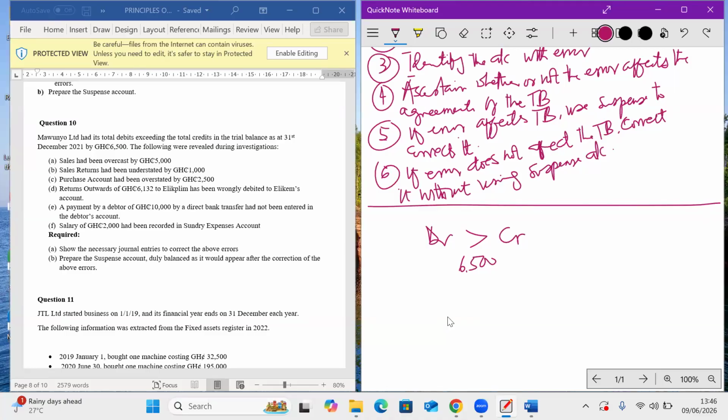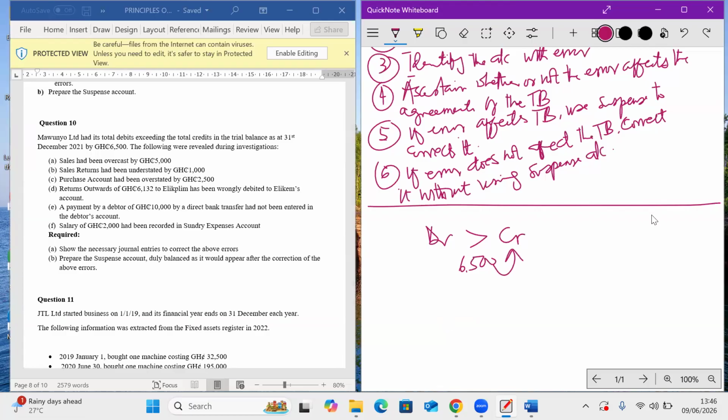Pay attention. Which one was in shortage? Was it the debit side or the credit side which was in shortage? He said the debit side exceeded the credit side by 6,500. It means that the debit side was 6,500 more. Are you getting it? Yes, sir. So of the two sides, which side was in shortage? Which side's figure couldn't reach the other side? The credit side. So the shortage occurred on the credit side.